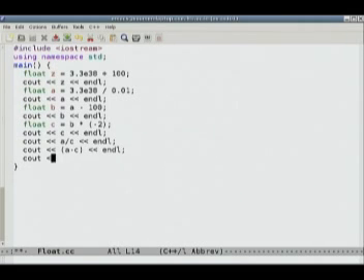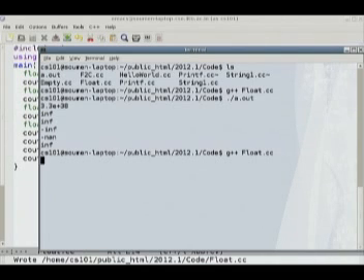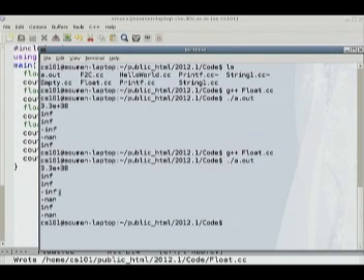If I took A plus C, let's see what happens then. Then we should get nan, but who knows? That's nan. Right? So that's how floating point numbers work.